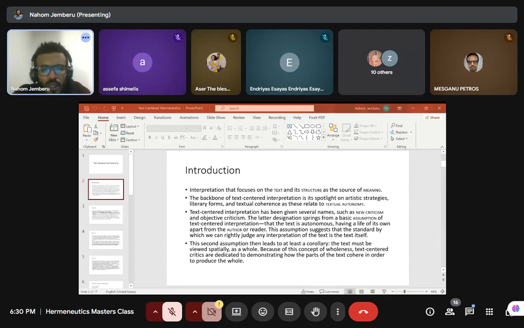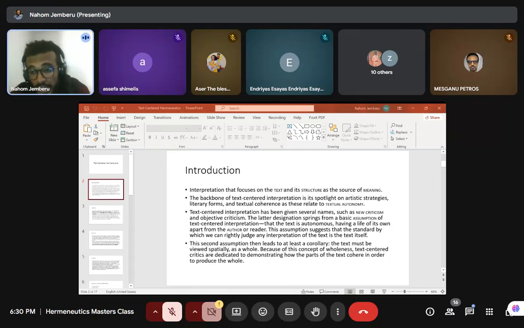The backbone of text-centered interpretation is its emphasis on artistic strategies, on literary forms, on textual coherence, and so on. It treats the text as text. It believes that the text is in and of itself sufficient. This doesn't mean that historical background doesn't matter, and we might go back to the world of the author in order to understand some historical background.